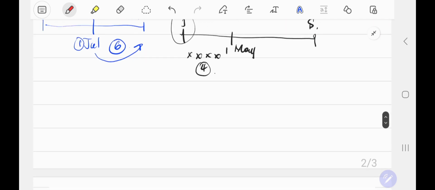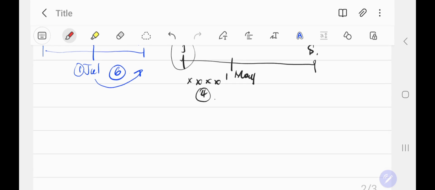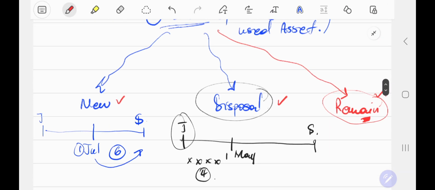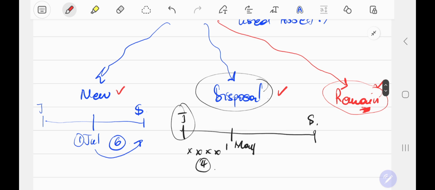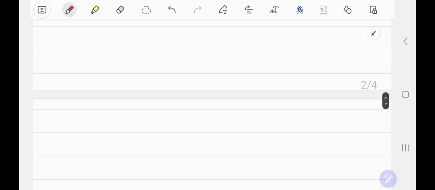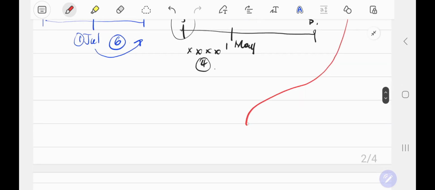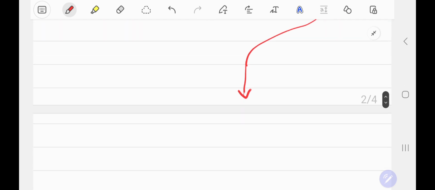So let me just quickly explain this thing this way. Let's add a page. If you have a remaining asset, you need to also calculate the depreciation there. For the remaining assets, you need to know the balance that is given. Let's say you are given a trial balance.